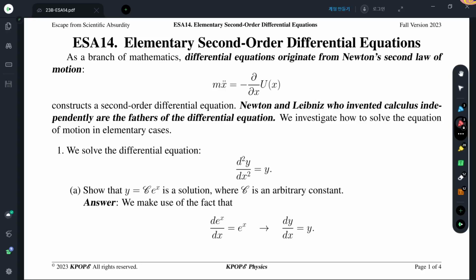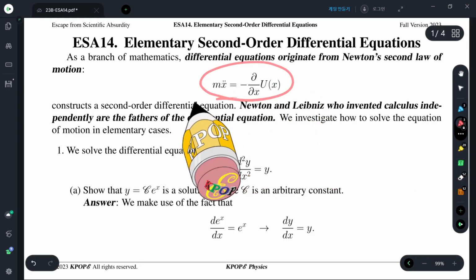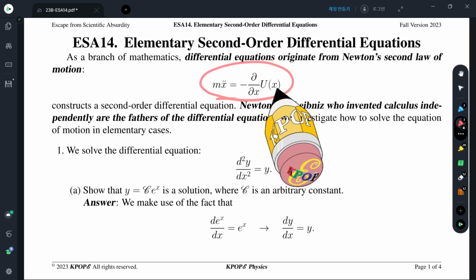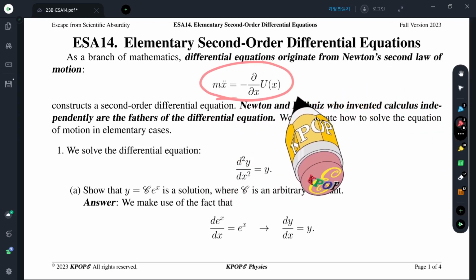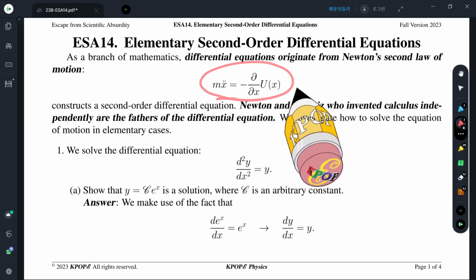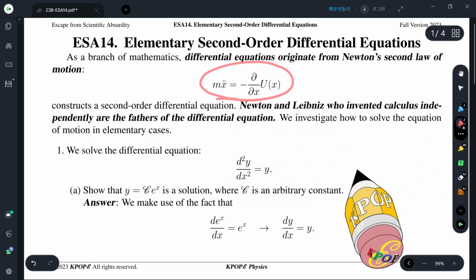We study elementary second-order differential equations. This is the equation of motion for a particle moving in one dimension under a conservative force whose potential energy is given by U of x. The differential equations originate from Newton's second law of motion. This is a differential equation. The equation of motion is the origin of the differential equation.